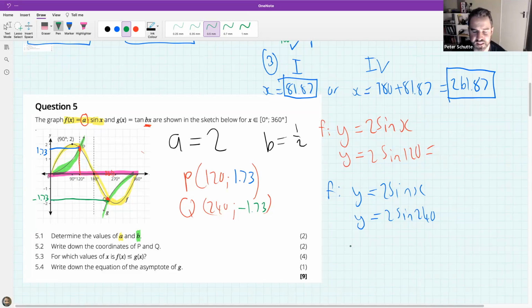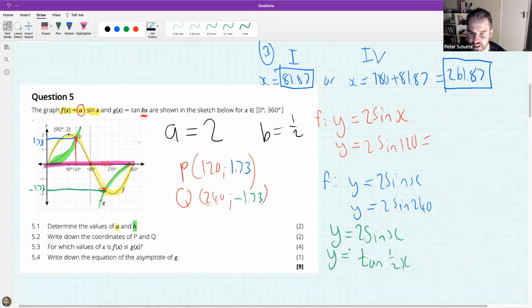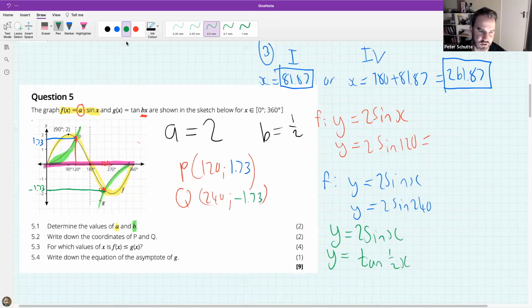Now, you had to work out what the coordinates of these were, but just to connect up the idea of intersection points, there are 2 graphs that you've got here. The one graph is Y equals 2 sine X. The other graph is Y equals tan a half X. And you have just found where they cut each other. You have found the intersection points of these 2 graphs, and you can see this visually, are these 2 points, P and Q.